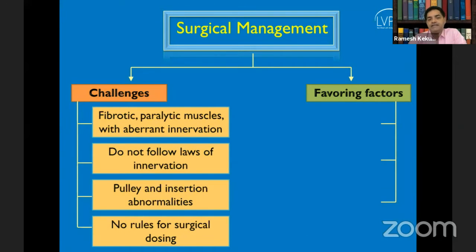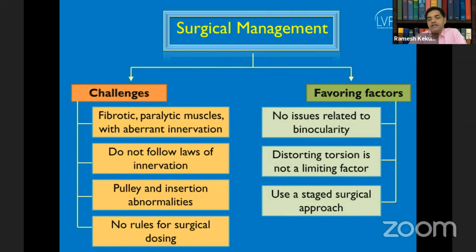There are some challenges in surgical management. First one, it's a fibrotic or paralytic muscle with aberrant innervation. They do not follow any laws of innervation. No specific rules for surgical thing. One of the things here is most of them don't have binocularity. It's only we are trying to correct the abnormal head posture. They may not have a very much distorting torsion.